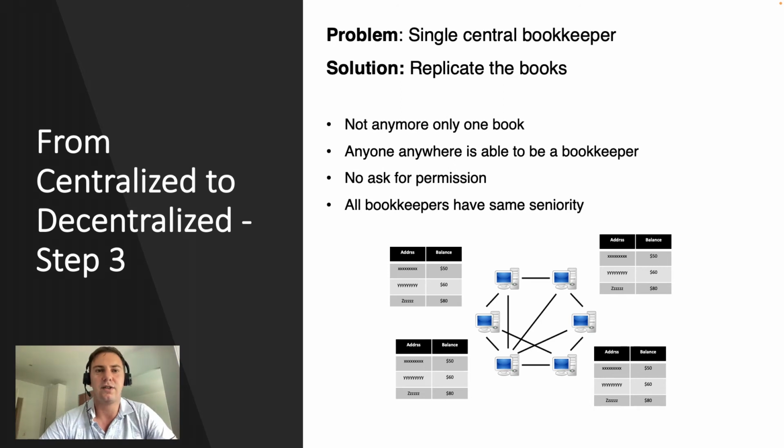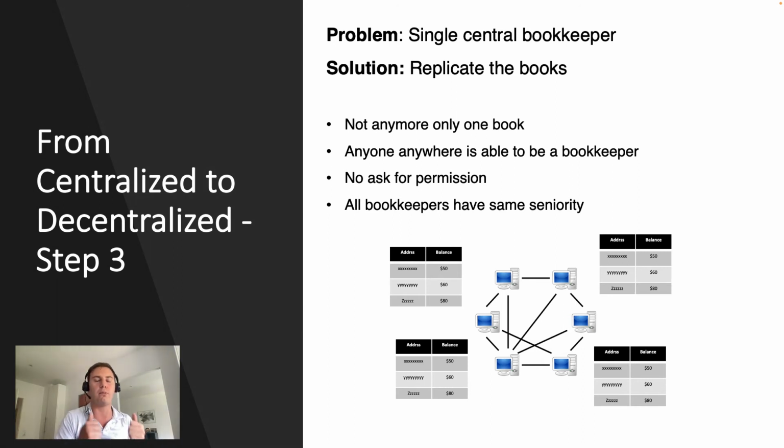Now, let's start with step three. The problem is that we still have a central authority to list all the balances for every account and to order correctly all the transactions. So, okay, the transactions are authenticated, we have the accounts, but you still need this central authority. The need of this bookkeeper represents the next problem, and the solution is to replicate the book that the central authority keeps in a decentralized world.